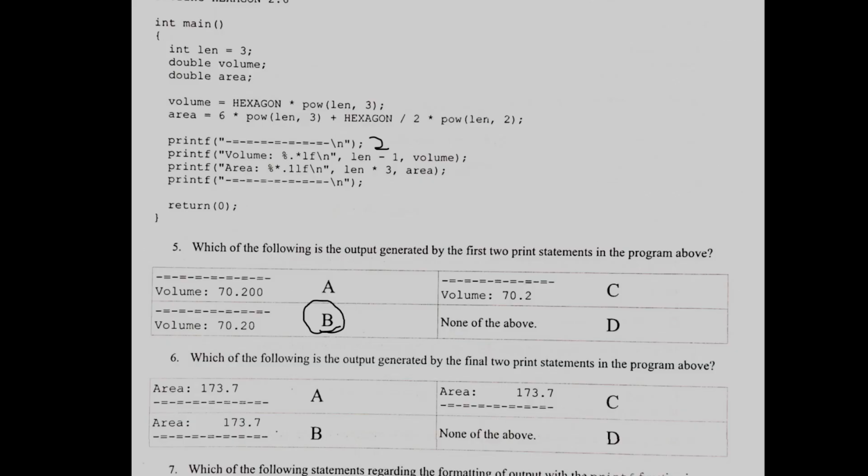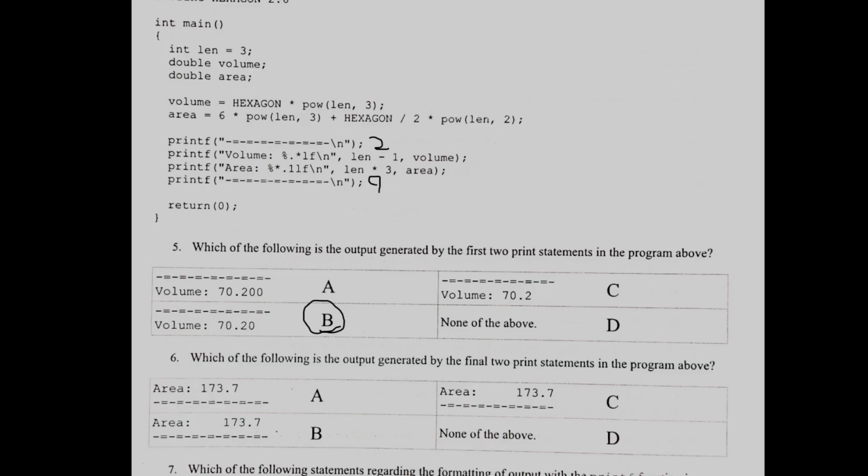Now we have the width specification, the asterisk, in front of the period. So that width is going to have to be in front of the period, whatever it's defined to. And we're passing area this time, and length is going to be times 3. So again, it's 3. It didn't get modified by this first printf. It's going to still be 3. 3 times 3 is 9. And the area, well, again, they don't give us any different choices, so we can just assume it's going to be 173.7.